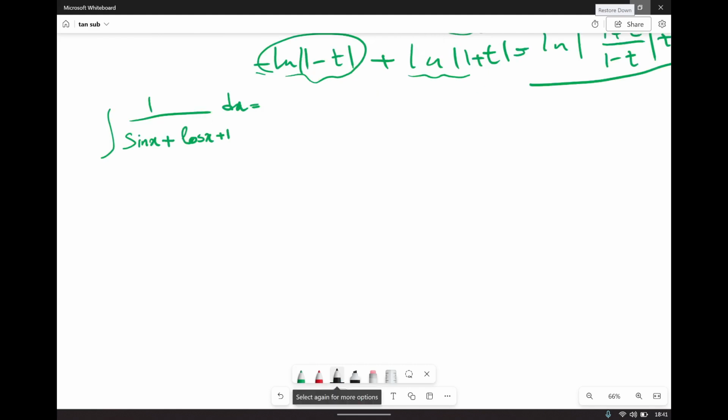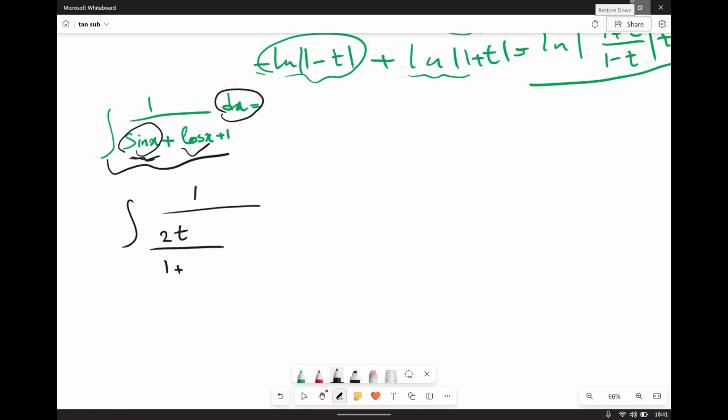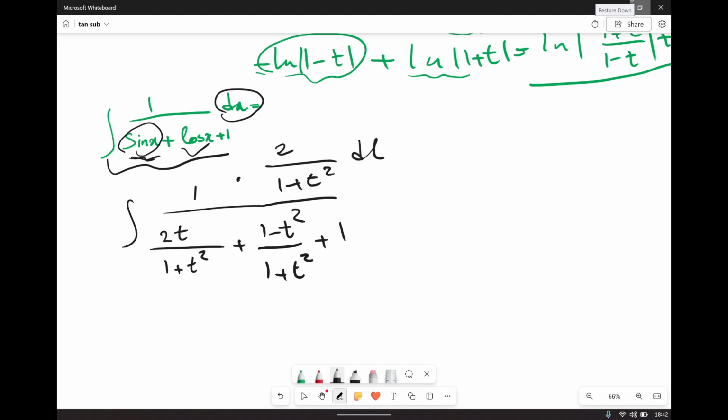But the last one, are you awake? Yes, let's start it so powerfully. We just substitute exactly the integration of 1 over, instead of sine, 2t divided by 1 plus t squared, plus 1 minus t squared divided by 1 plus t squared, plus 1, and dx is 2 over 1 plus t squared dt. Yes?